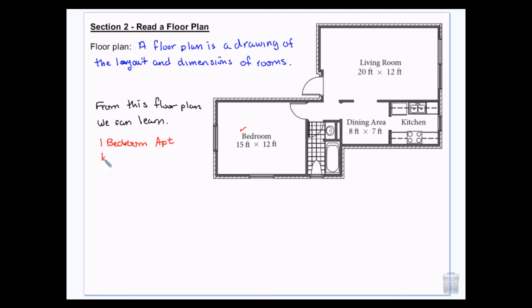We have a kitchen. We have a living room. We have a dining area, otherwise known as the walk-in closet for the bedroom. Just kidding. We have one bathroom. Okay, so those are the main rooms. Now this one didn't say bathroom, but there's a bathtub and a toilet and a sink, so we're just going to go ahead and assume that that is in fact a bathroom. Plus it's got tile.